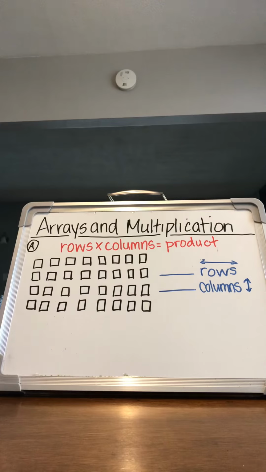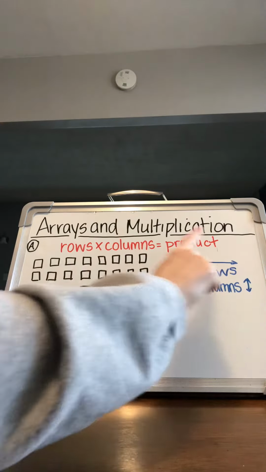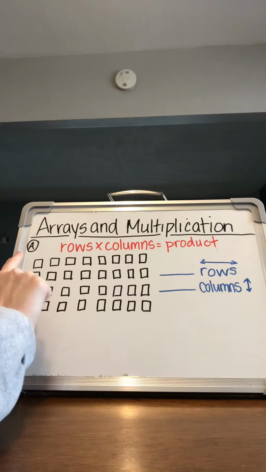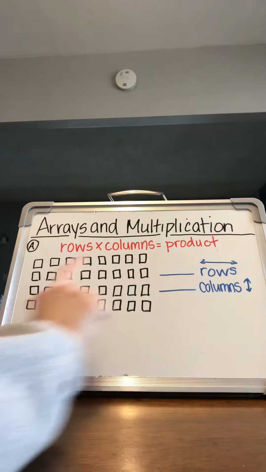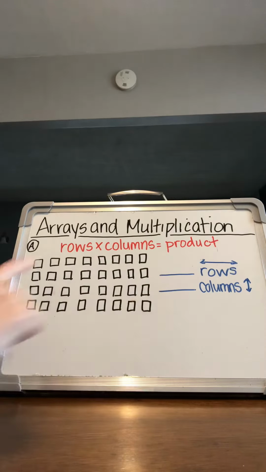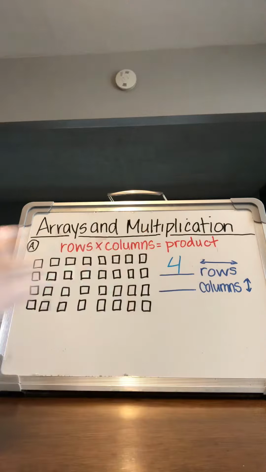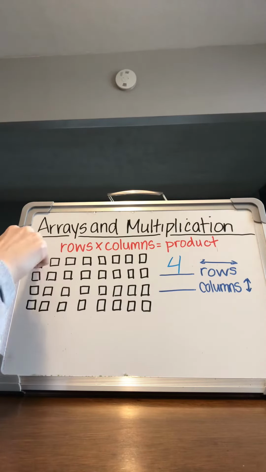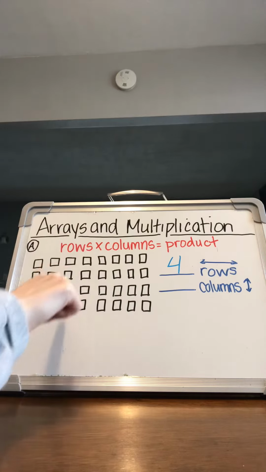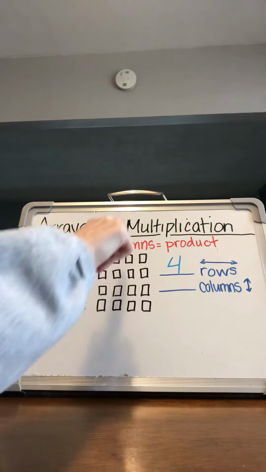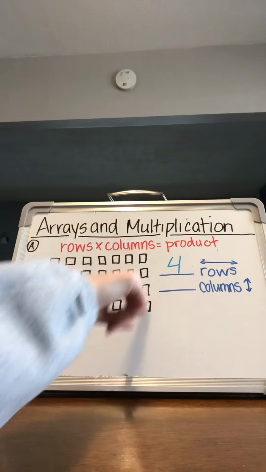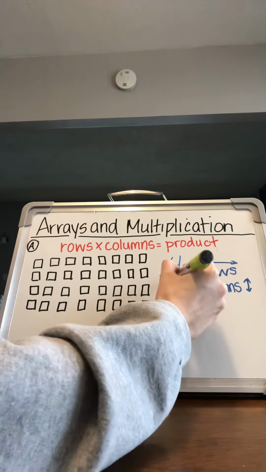So let's look at rows first. How many rows do we see? Now rows are back and forth, back and forth. So I see 1, 2, 3, 4. 4 rows. How many columns? Columns up and down. 1, 2, 3, 4, 5, 6, 7, 8. 8 columns.